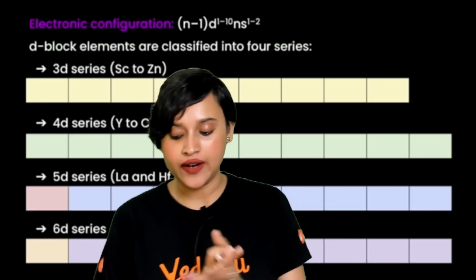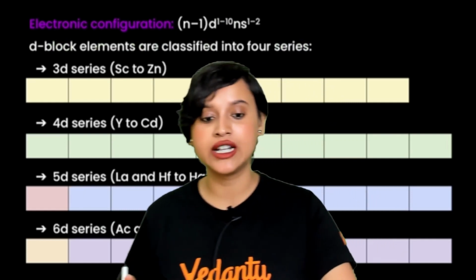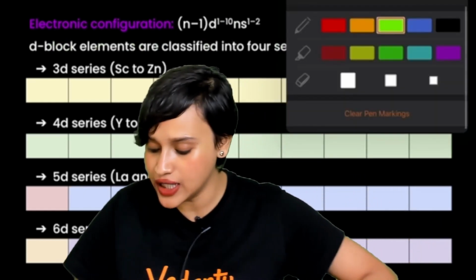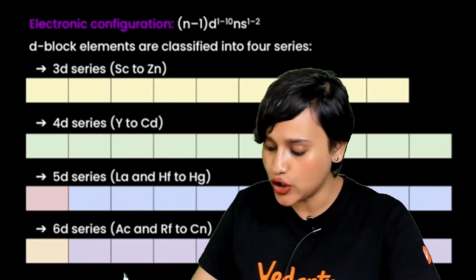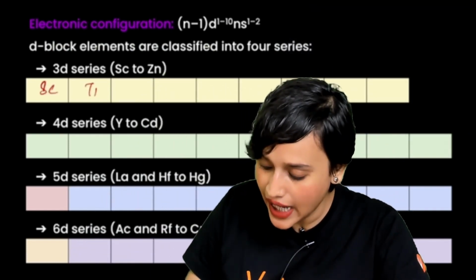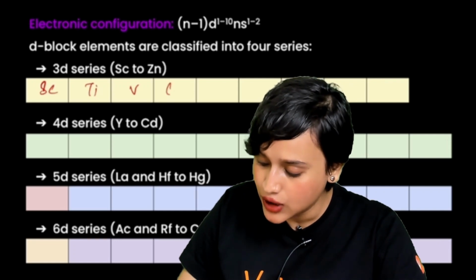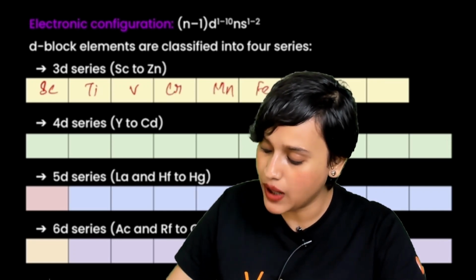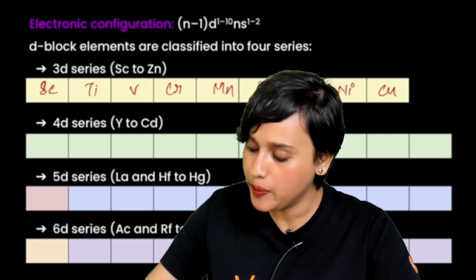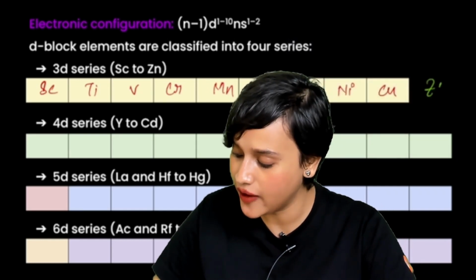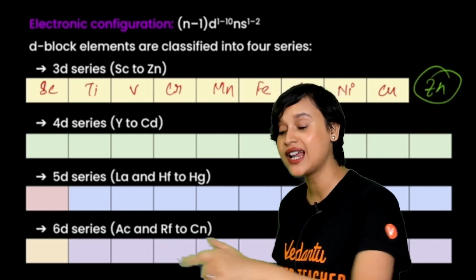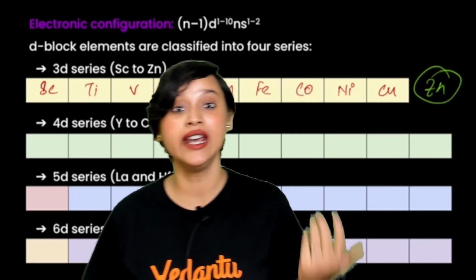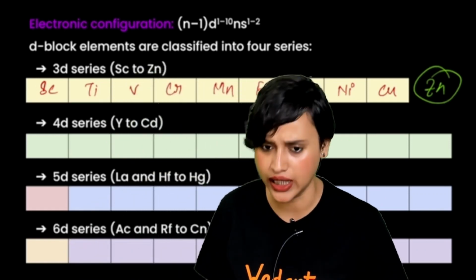Alright, now we go to the general electronic configuration, everybody. Take a look at it. In the first row, the 3d series, we have scandium, titanium, vanadium, chromium, manganese, iron, cobalt, nickel, copper, and finally zinc. Do you understand why zinc's place was empty? That's because zinc is actually a pseudo transition element. It's not a transition element for real.